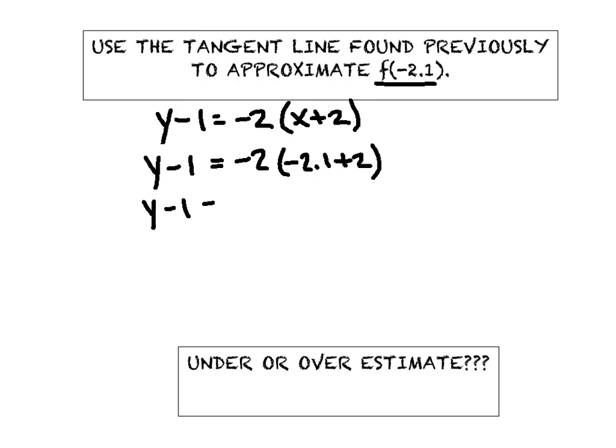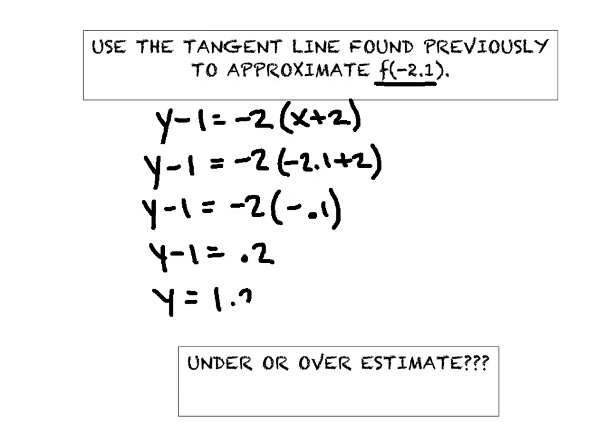But anyways, we start to clean this up. Inside the parentheses here, we've got negative 0.1. If I multiply by negative 2, that's positive 0.2, and then we get y equals 1.2. So basically, we could say that therefore f of negative 2.1 is approximately 1.2. Not equal to 1.2, but approximately 1.2. My last question for you is, how would you answer this question?